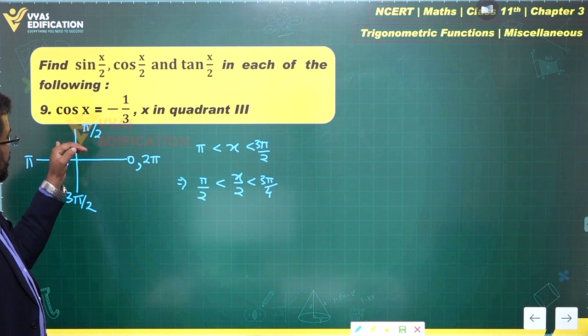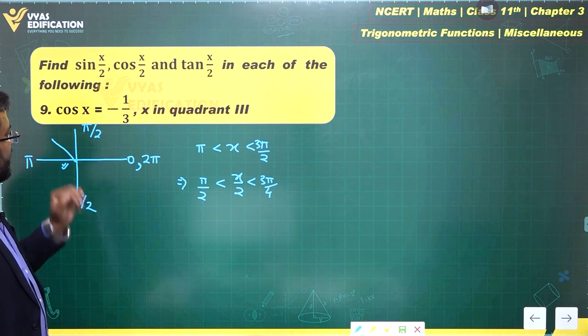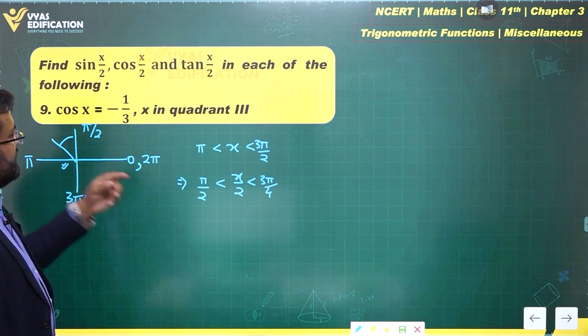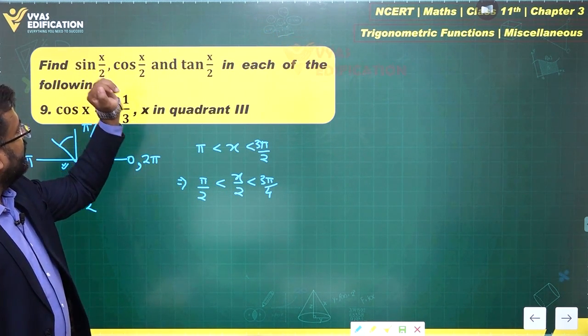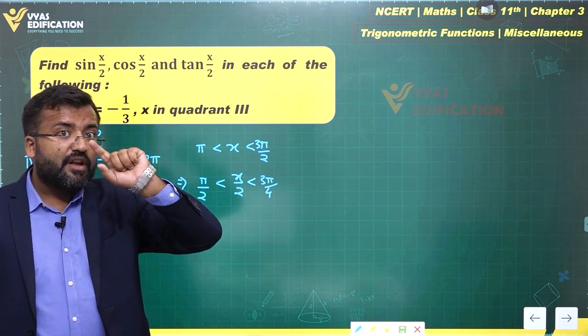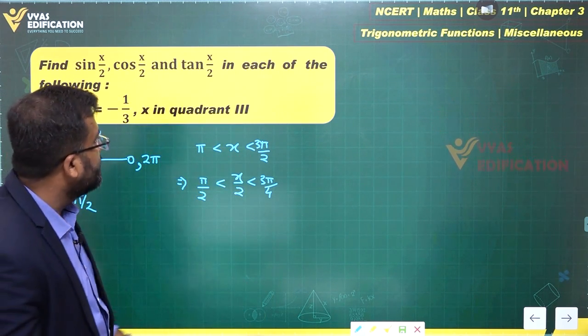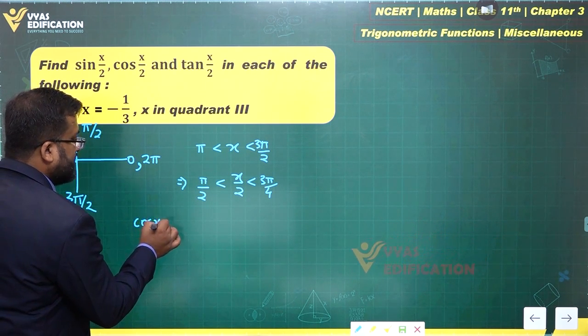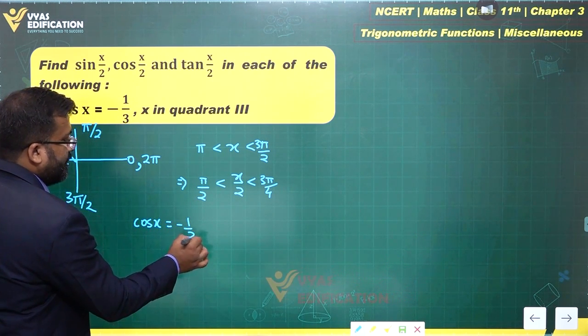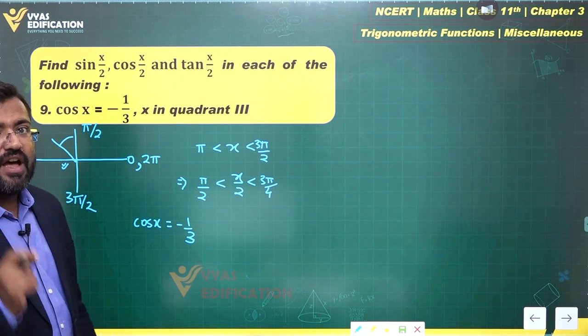Now pi by 2 to 3 pi by 4 is this line over here, right? So this x by 2 will lie in the second quadrant. In the second quadrant, sin x by 2 will be positive, cos x by 2 and tan x by 2 will be negative for sure. Remember that. We can begin with cos x equals minus 1 by 3, and use the formula of half angles.